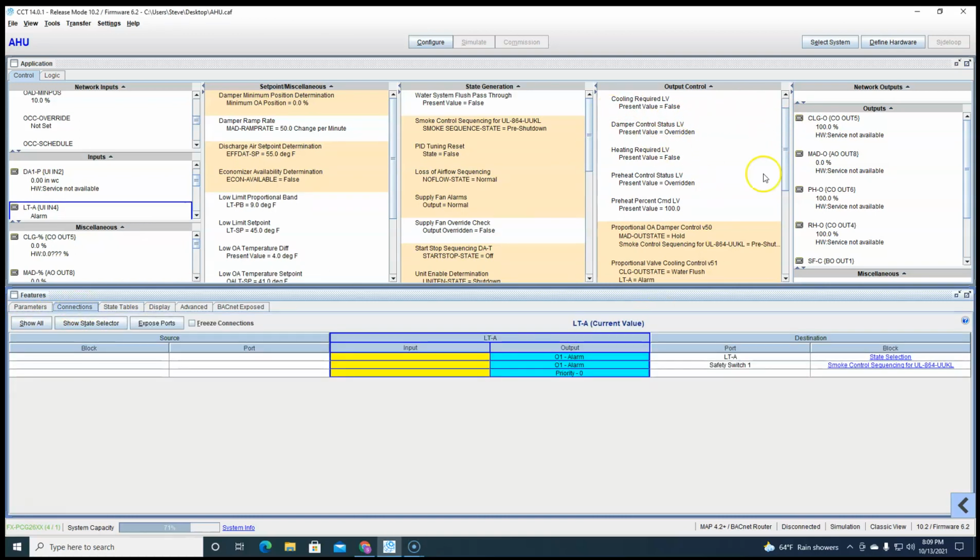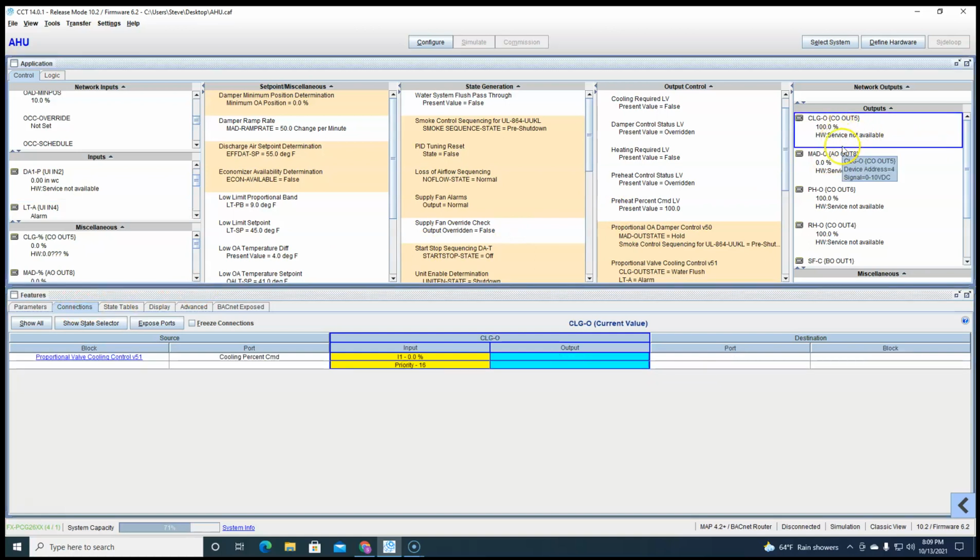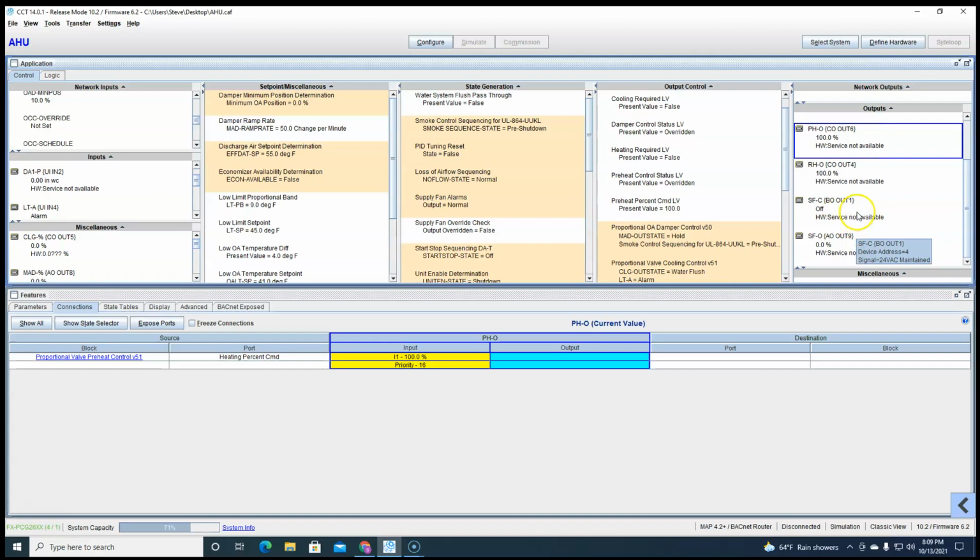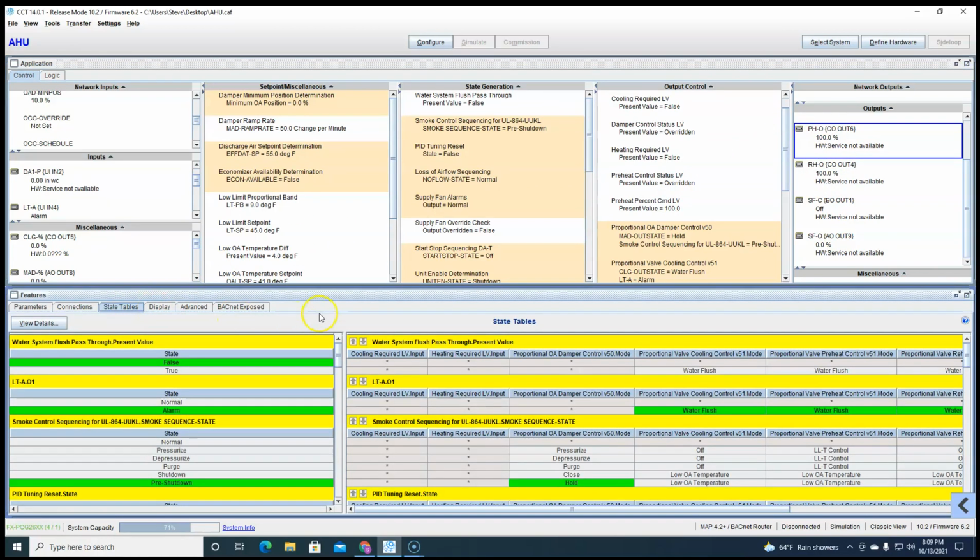So let's go over here and customer calls. We got the cooling valve 100% open and we got the heating valves 100% open. Why? That should never ever happen, right? So let's just go over state tables and see what's going on.